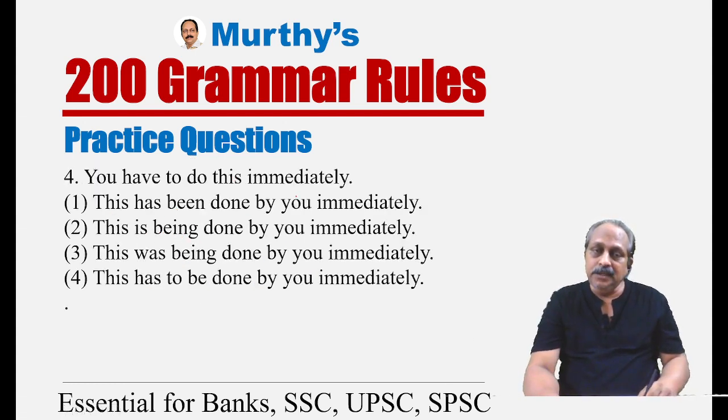You have to do this immediately. Here we have a helping verb. You have to do this immediately, and this is in active voice. Sentence is based on the helping verb have to. How does it change to passive voice? This has been done. No. This is being done. It is not in the continuous form.